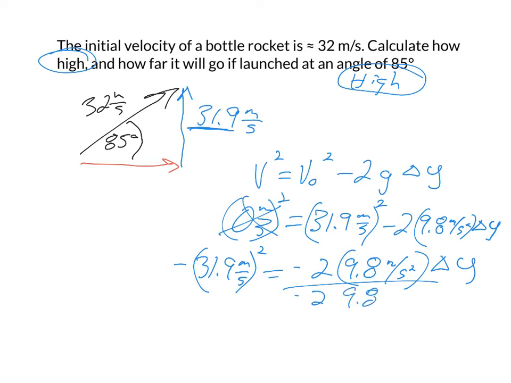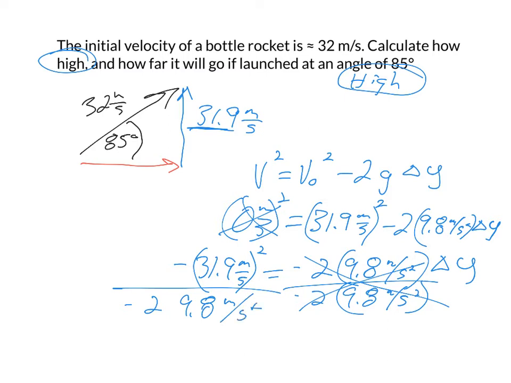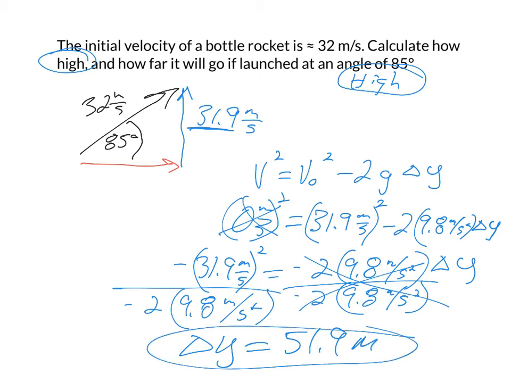I've got to get rid of these to the other side to isolate my change in y. Bye-bye there. Hello over here. So I'm going to go 31.9, square it, divided by parenthesis 2 times 9.8. I have a negative on top, negative on bottom, so I know that my answer is going to be positive, and I get a change in y, or a height, of 51.9 meters. That's how high it went. So I'm halfway done. Yay!